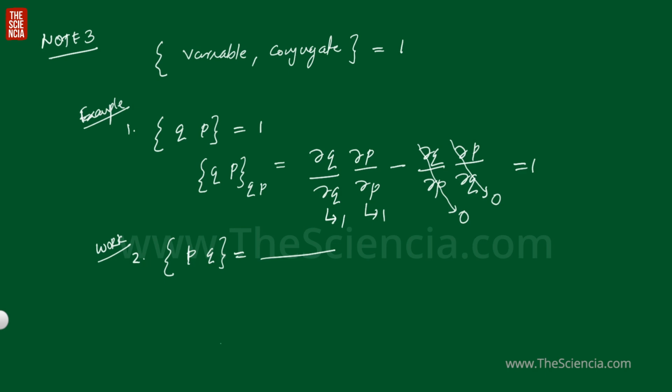Okay. So in general, we can express this condition, that is Poisson bracket of a variable and its conjugate equal to 1, as follows. That is {qi, pj} equal to δij. Here you know the property of δij, that is equal to 0 if i is not equal to j and it is equal to 1 if i is equal to j.